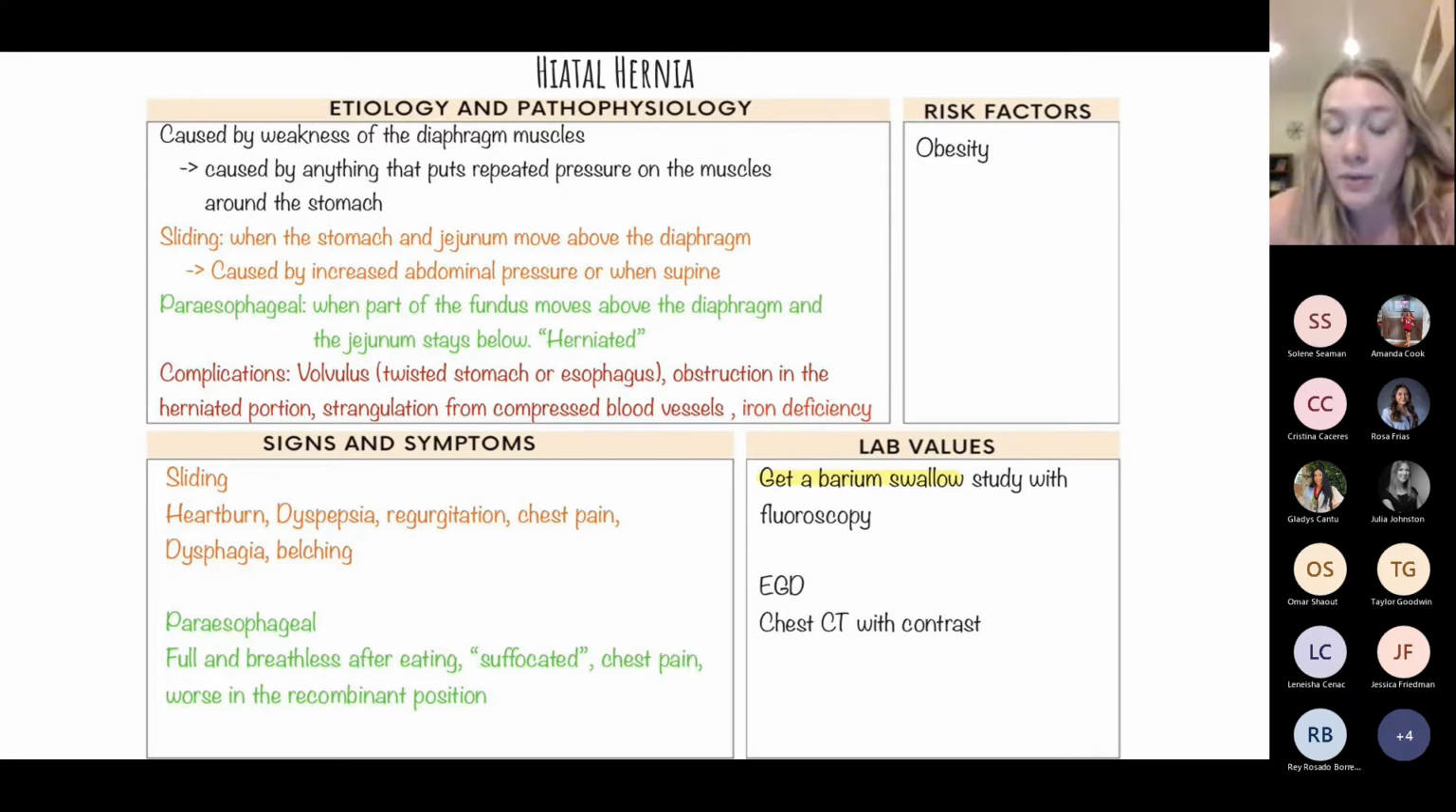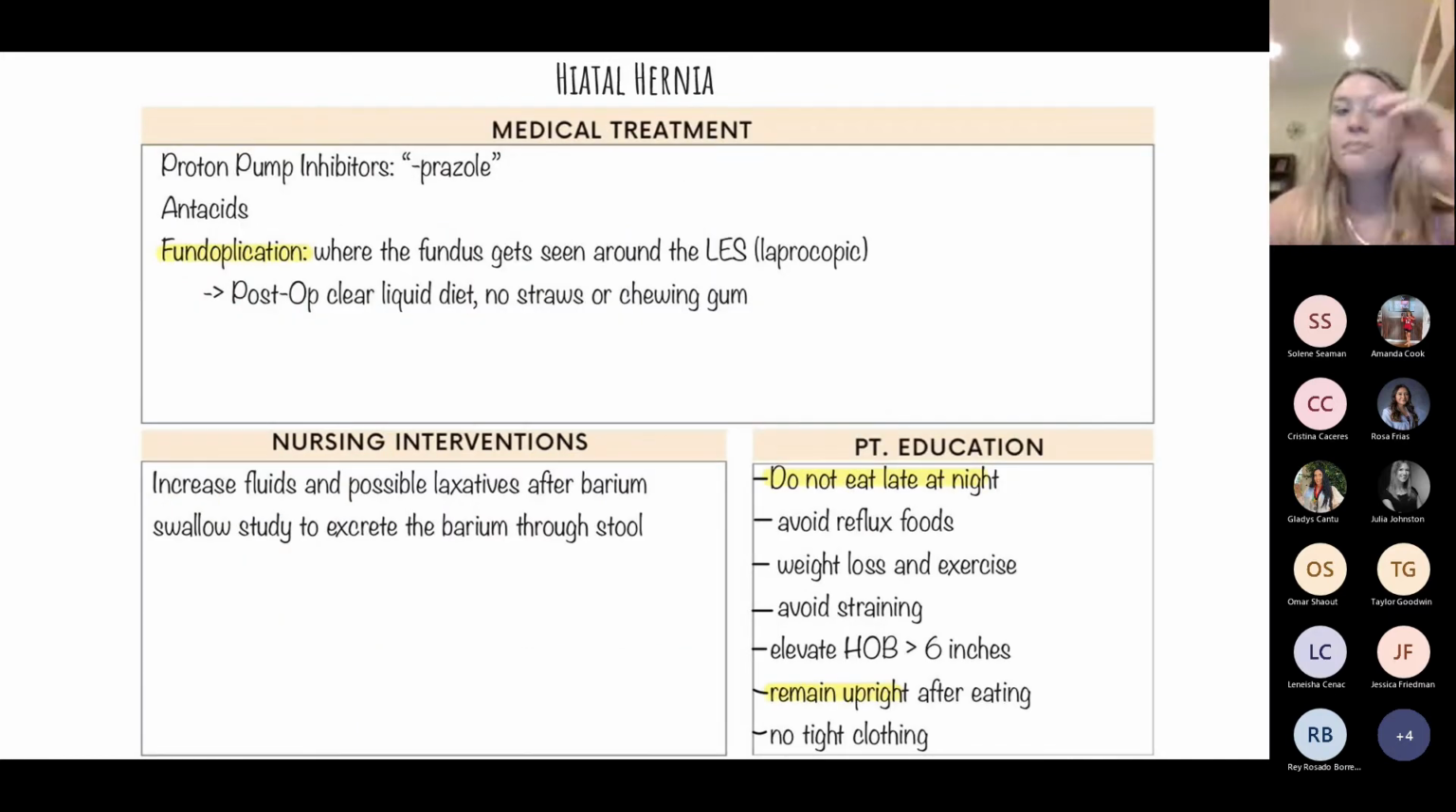For these patients, you really want to get a barium swallow study so we can actually pinpoint where the fundus is moving, where the stomach is moving, etc. So for our hiatal hernia, again, proton pump inhibitors are very good, antacids are good. The reason that we're getting that barium swallow study is because most likely we're going to go ahead and do a fundoplication where we can actually wrap the fundus around the LES.